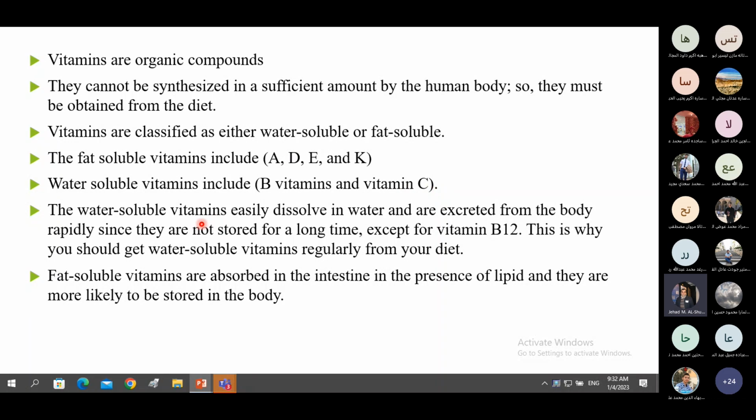The water-soluble vitamins, because they are water-soluble, our body can't store them for a long time, except vitamin B12. While fat-soluble vitamins, our body can store them for a longer time.